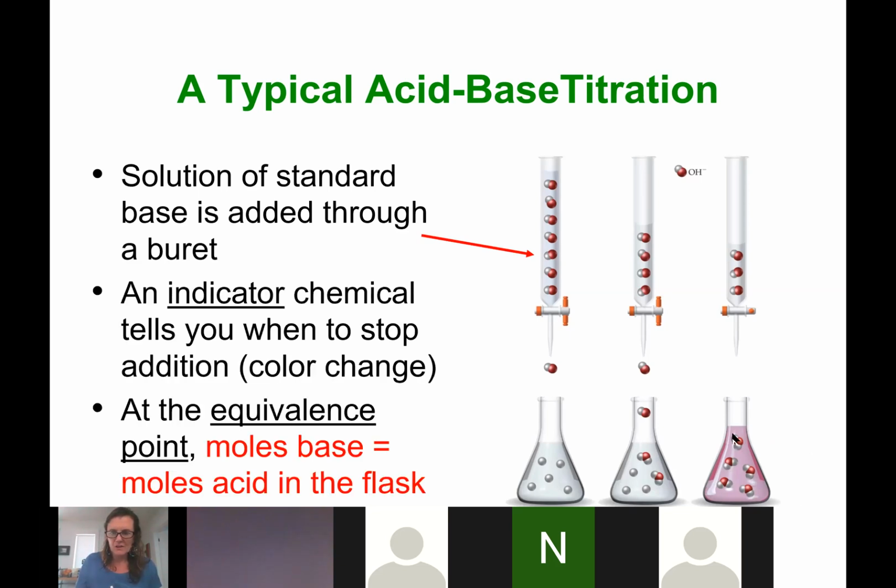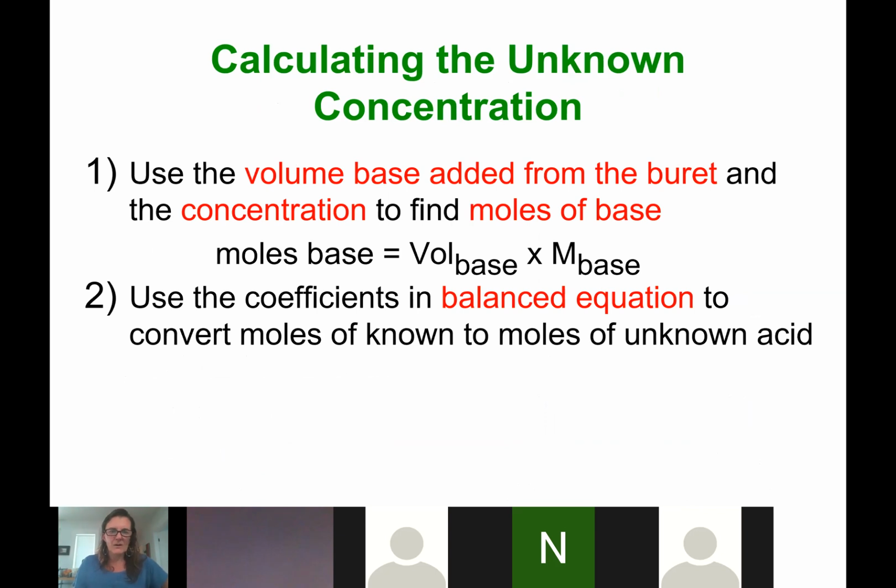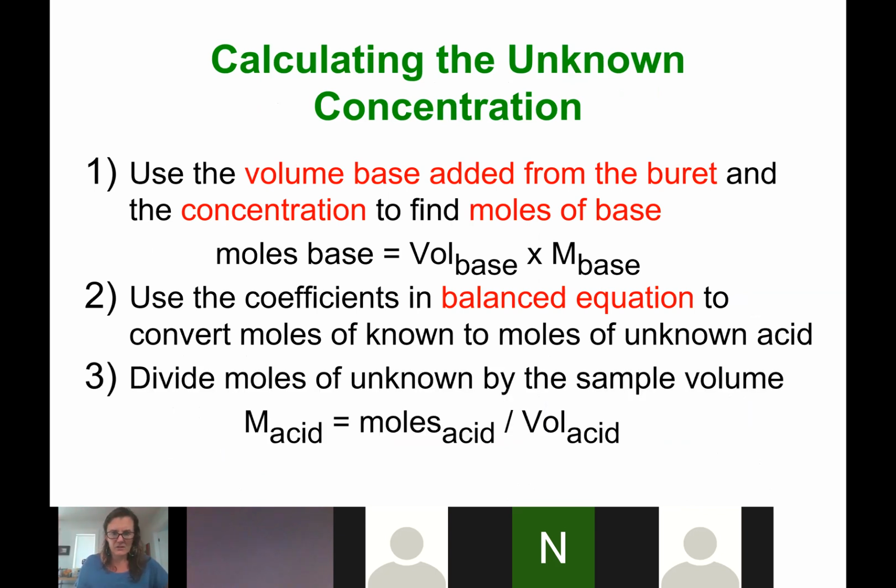We usually have competitions to see how faint you can get the pink color, because the lighter the pink, the closer you get to exactly where you have neutralized the acid. And this point where it turns pink, that's called the equivalence point. At that point, the number of moles of base that we added from here is equal to the number of moles of acid that was in the flask. And so you'll use that to calculate concentrations.